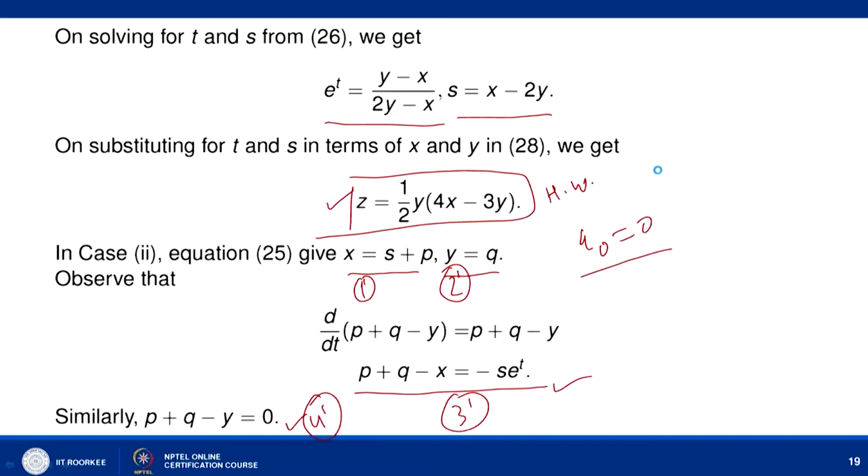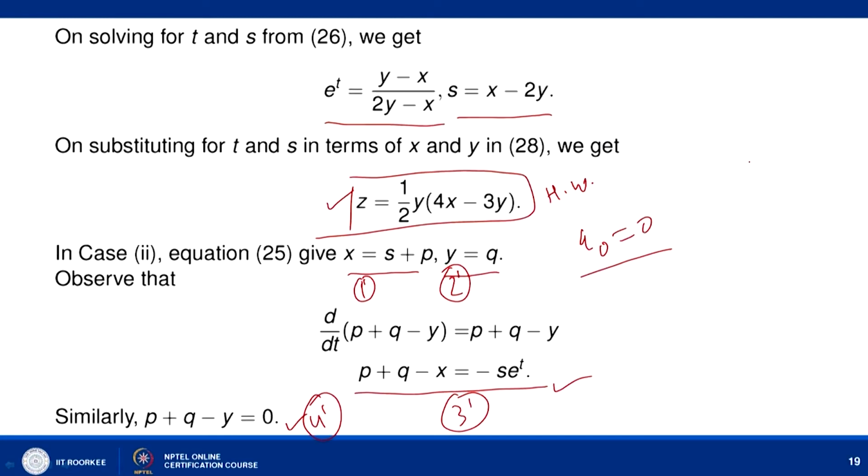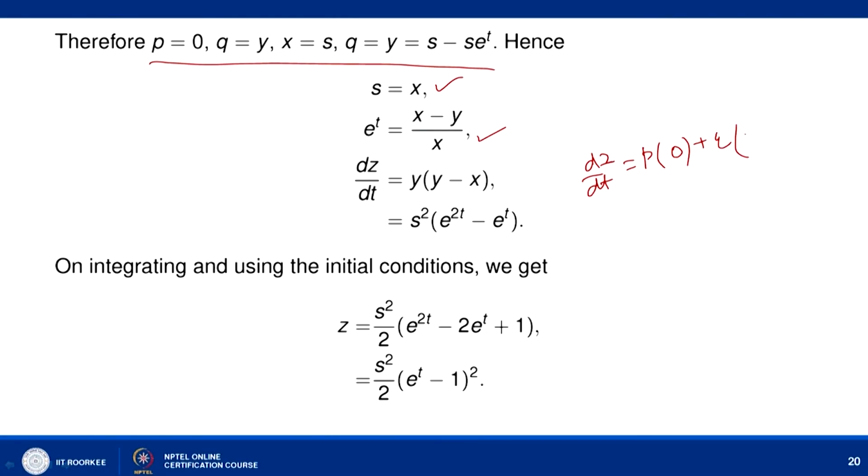When you simplify, then dz by dt equal to p into p plus q minus y, and if you look at p plus q minus y, it is coming out to be 0. So, this is 0 plus q into p plus q minus x, that is written as minus s e to the power t, and you can use the value of q and then simplify dz by dt as y into y minus x, and we can simplify this as dz by dt equal to s square into e to the power 2t minus e to the power t.